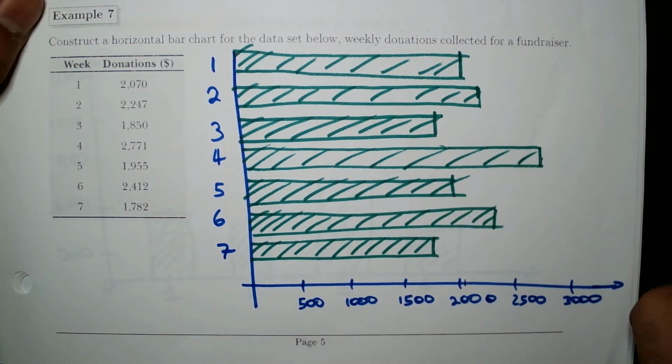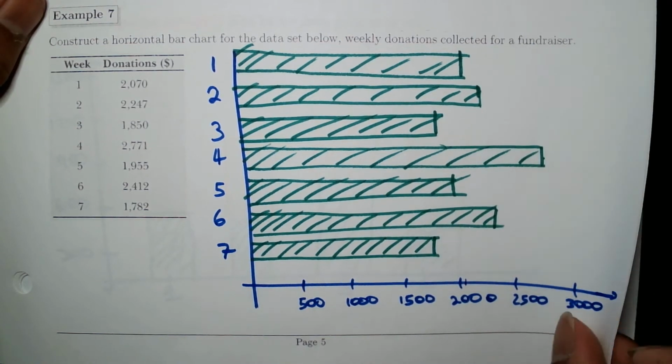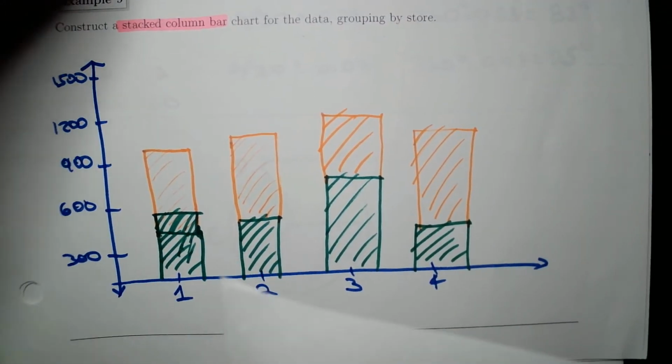1955. 2412. 1782. Okay, let's see what's next.